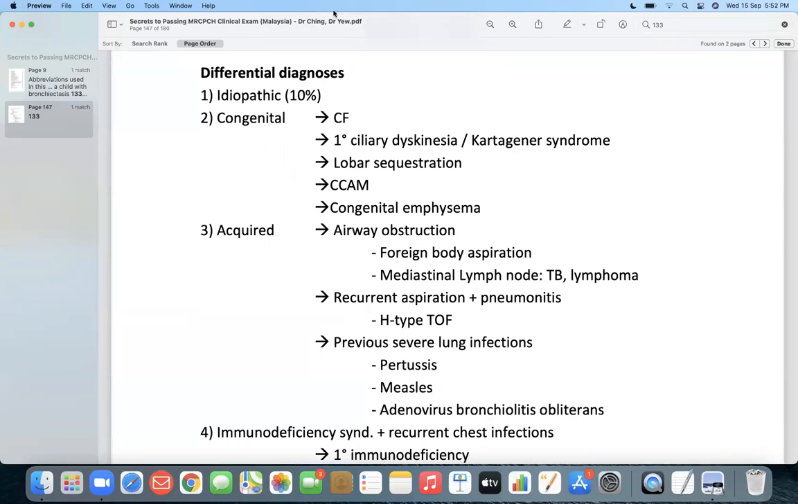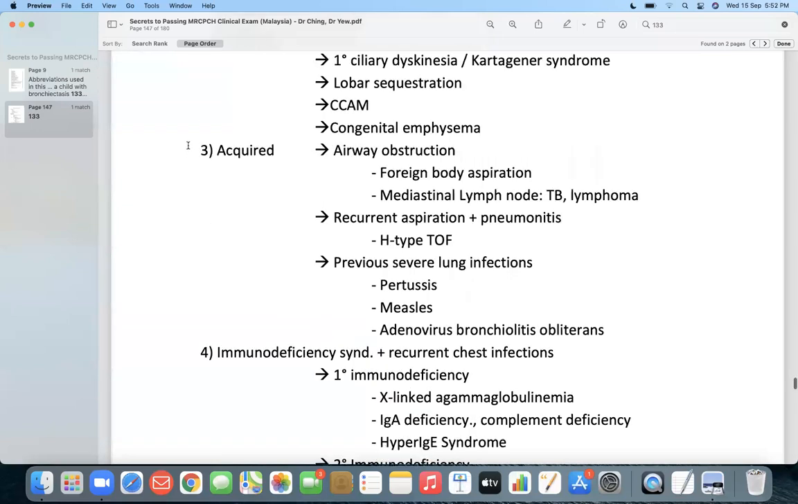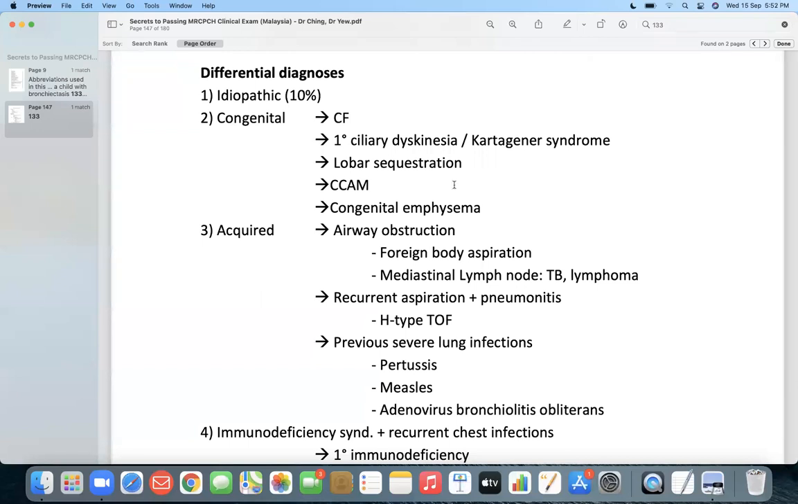Next, in differential diagnosis, Dr. Muzna, you are here. Yes, Dr. Noor. You put severe lung infections like pertussis and measles first. How common is it in bronchiectasis when you compare to reasons like cystic fibrosis, Kartagener syndrome, and CCAM? Infections are always more common than congenital causes, right? But how common is measles presenting with bronchiectasis? So which one will you put on top?